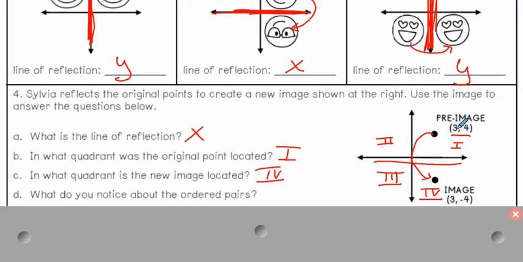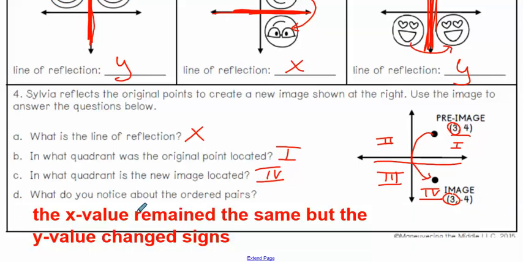Hopefully you are noticing that the numbers are the same, it's just their sign, positive or negative. Hopefully you noticed that the 3, which is your x value, stayed the exact same, but the y value just changed from a positive to a negative. So the x value remained the same, but the y value changed signs. So write that down. If you notice, we reflected over the x, and the x stayed the same. Only the y changed. So write that down.